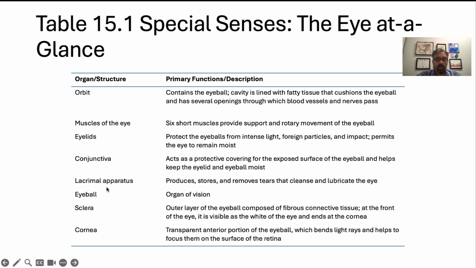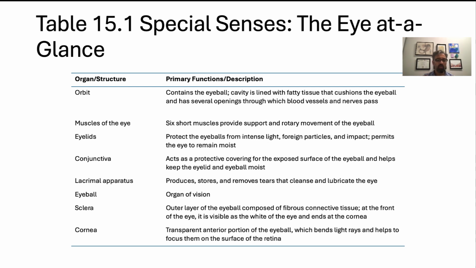The lacrimal apparatus I very briefly referred to, but it is these bits on the nasal portion of your eye, and they produce tears. Tears are essentially a combination of oils and saline solution, for lack of better terminology, that help lubricate the eye and keep it clean. There are some antibacterial properties to tears as well that make it so that you shouldn't have bacteria in your eye, because that's a bad thing.